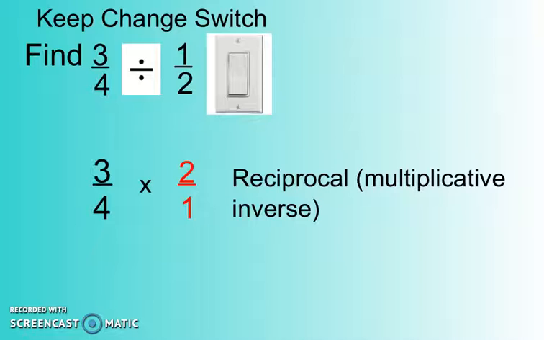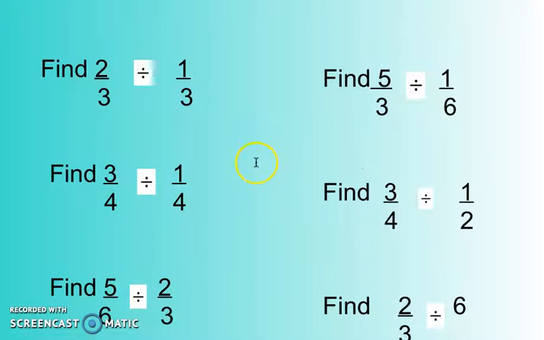And the reason why we're switching it to multiplication is because it is much easier to just multiply two fractions, multiply the numerators and multiply the denominators, than trying to figure out how many fractional pieces will go into another fraction. That is very difficult to figure out. And so that's why we're doing these 3 steps: keep, change, switch. Okay? And so let's do a few problems.